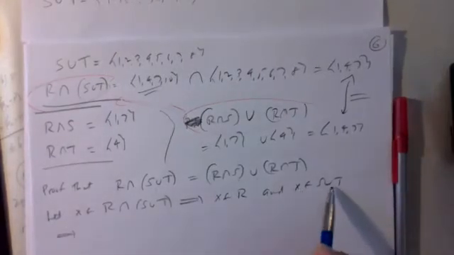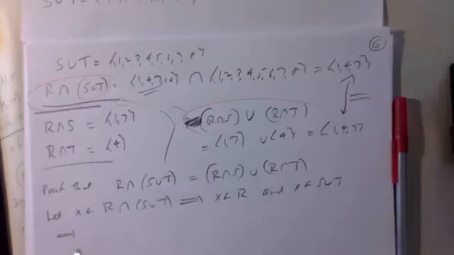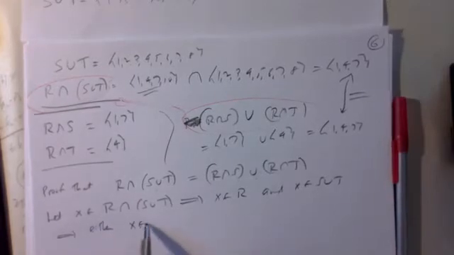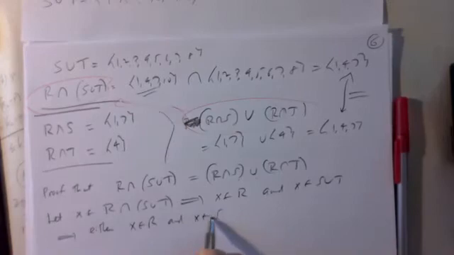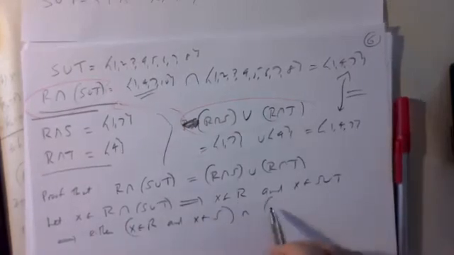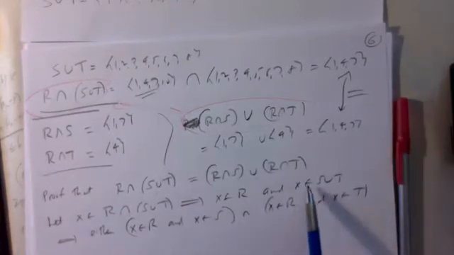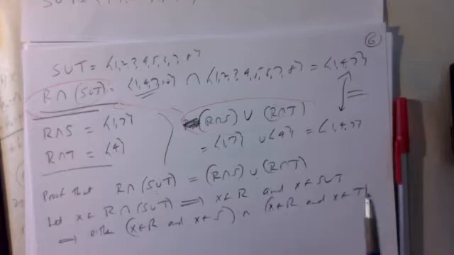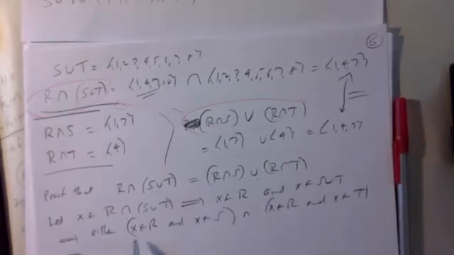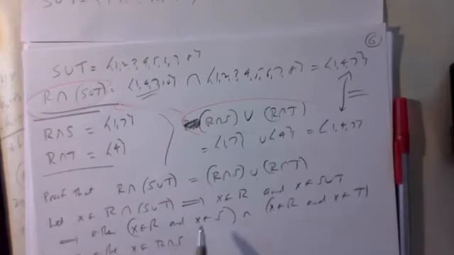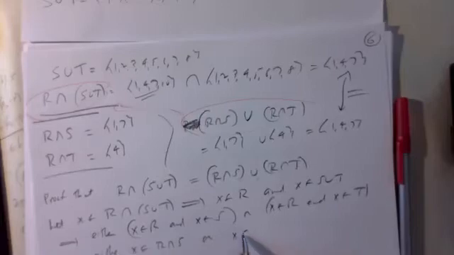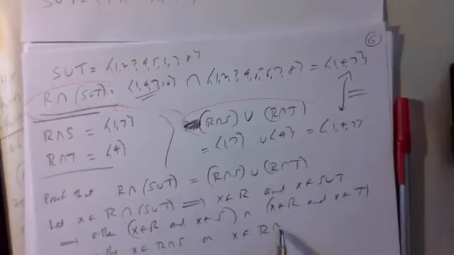And to be in the union of two sets means you're in one or the other of them, or both. So this means that either X is in R and X is in S, or X is in R and X is in T. Because if X is in S union T, it's in S or in T, or both. So this means X is in R intersect S, or X is in R intersect T.